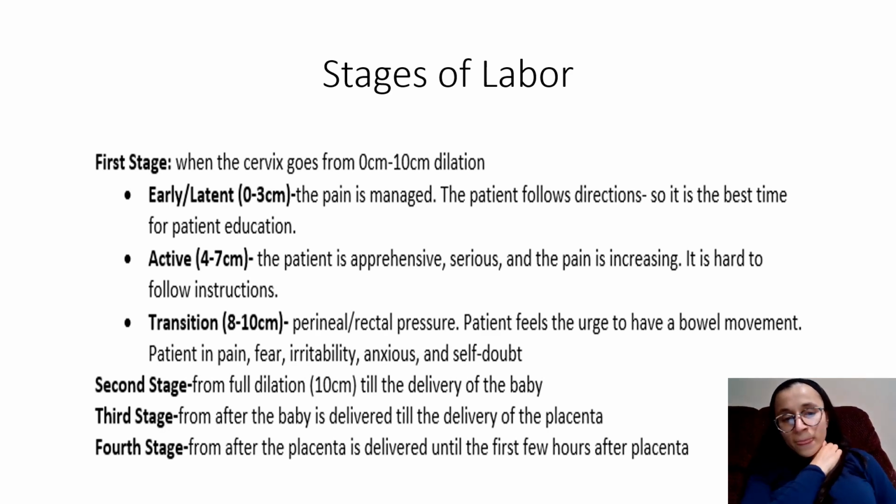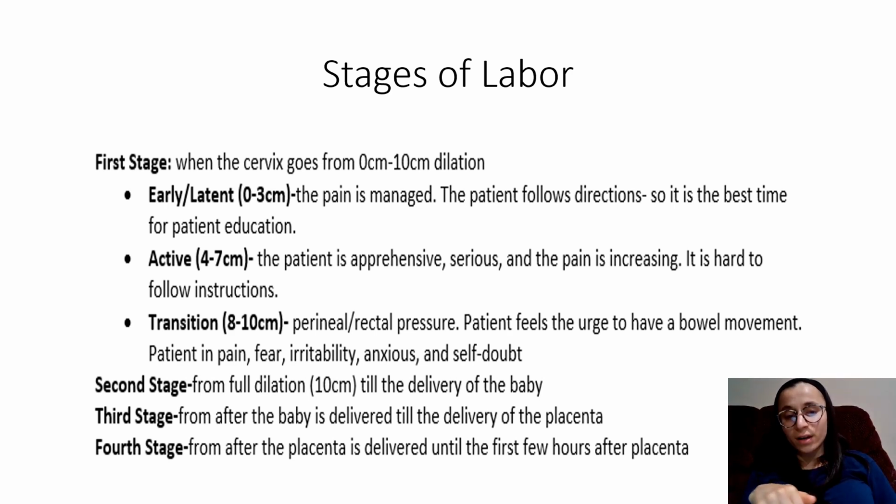Okay. Stages of labor. So these you have to know. I may have to know pretty much everything that I'm saying, but this you really should know. The stages of labor. So you have the first stage, the second, the third, and the fourth, and under the first, there are 3 phases. So the first one is when the cervix goes from 0 centimeters dilation to 10. This is divided into early, active, and transition.